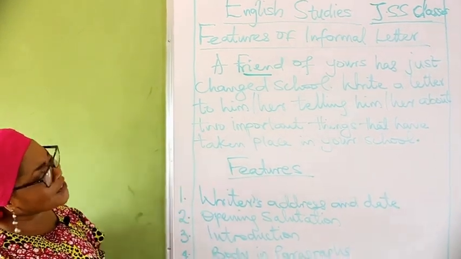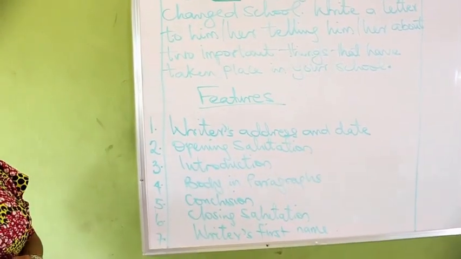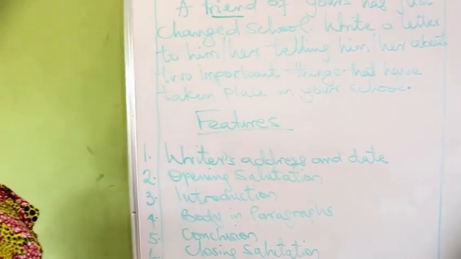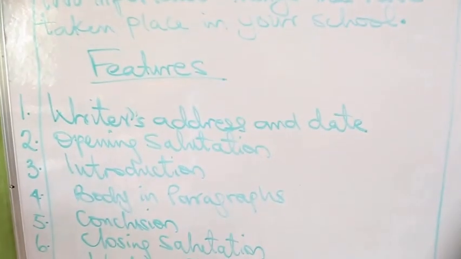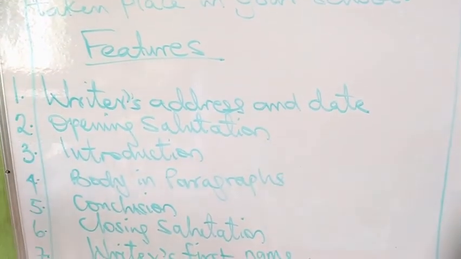Now, that will take us over to the features of an informal letter. The number one step we take when writing an informal letter is the writer's address. The writer's address is very, very important, and the date.